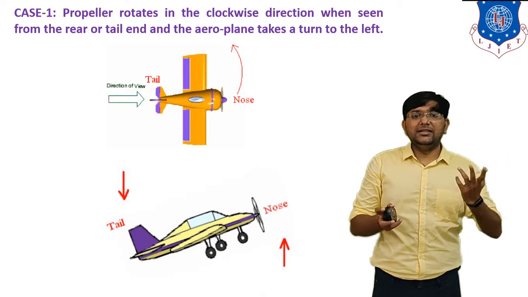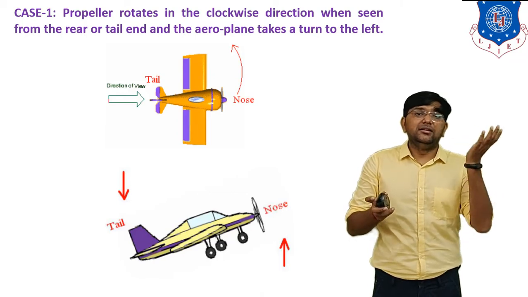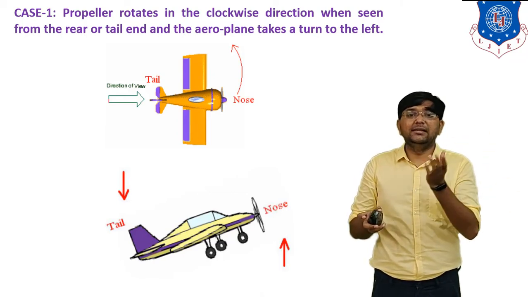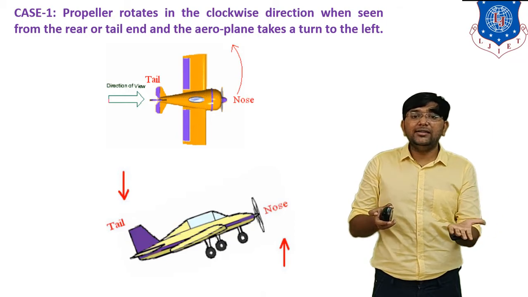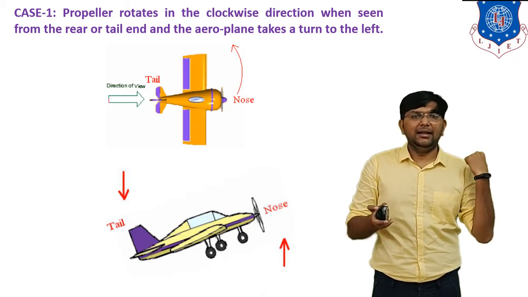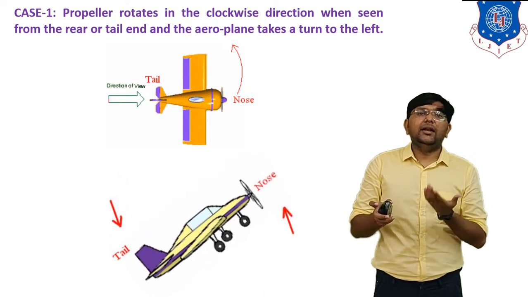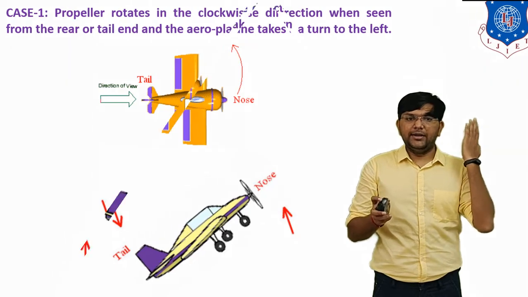Clear? So this is the simple concept of the gyroscope, and in this case the effect of the gyroscope is to raise the bow end, or raise the nose end, and dip the tail end. Clear? So this is case number 1. The aeroplane tries to move in the upward direction.